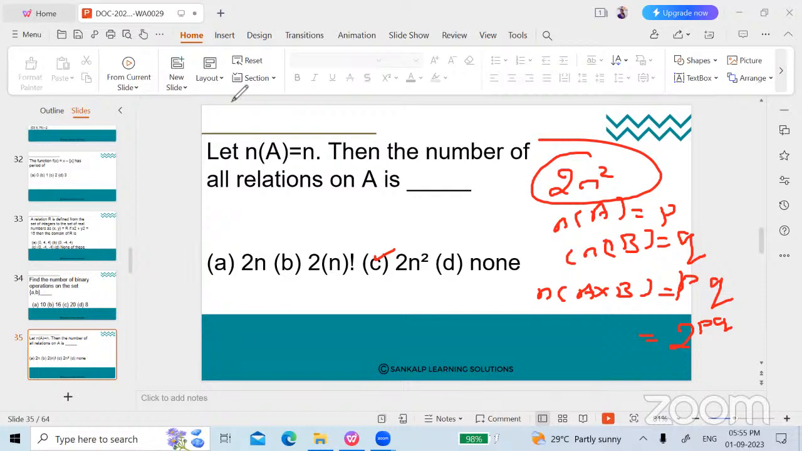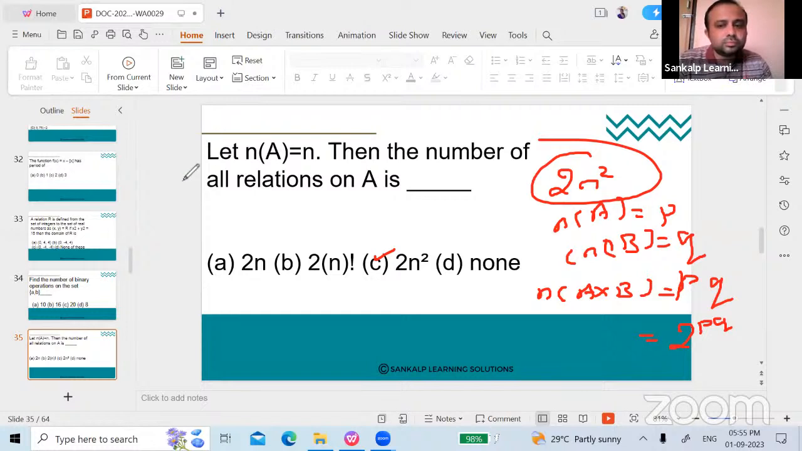Sir, why is it 2 to the power PQ? What does the relation say? When n of A is equal to n, the number of total relations that can be established from set A to B is nothing but A into B, that is P into Q. If you apply the same relation on PQ, it will be 2 raised to PQ.